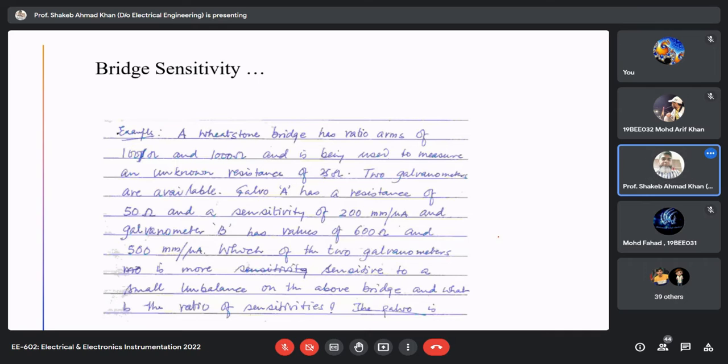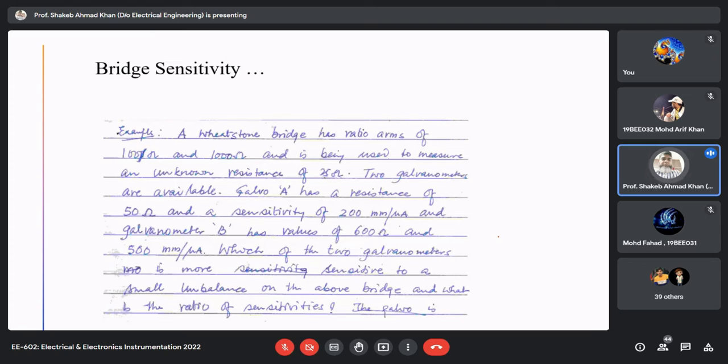Look, it is very simple. You have been told to design a bridge, and the bridge specifications, parameters and values are also given. They have even given the unknown resistance value: the initial value of the sensor resistance is given, that is 5 ohm. Then they have given you P and Q also, the ratio arms, that is, the value of the ratio arms.